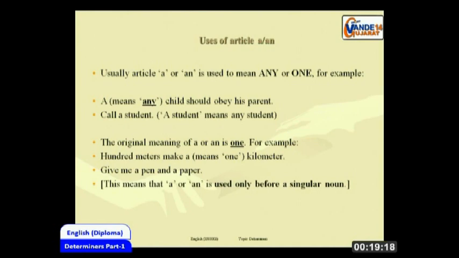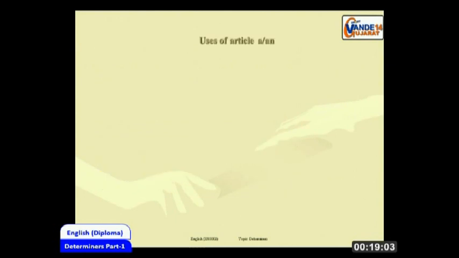Again, this means that a or an is used only before a singular noun because of its meaning, and its meaning, as we know very well, is one. That's why it can never be used before plural nouns or uncountable nouns.